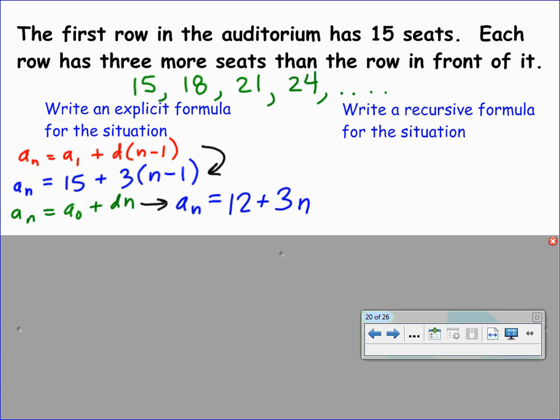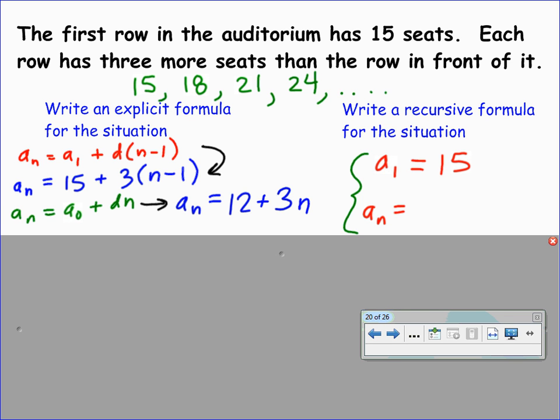Next, let's write a recursive formula for the situation. So a recursive formula for the situation has 2 things, right? It's easy to recognize because we have a bracket. I need a start value, that is a sub 1, the number of seats in the first row, and I need a rule that gives us the current number of seats based on the previous number of seats. And so do I know a sub 1, the number of seats in the first row? Yeah, what's that? Aaron? 15, thank you.